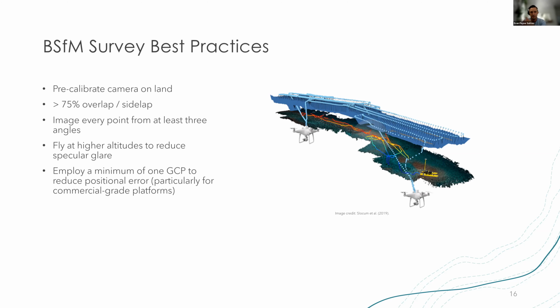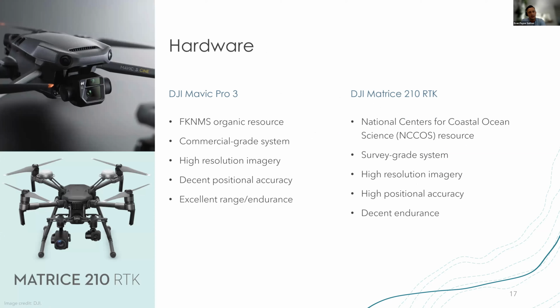Getting more into the specifics of this proposal in terms of hardware, I'm actually eyeballing two different systems because these are organic or at least in reach for the sanctuary. The first is the DJI Mavic 3 Pro. This is organic to the sanctuary itself. It's a commercial grade system. It's got a great camera, decent positional accuracy, and it's got excellent range and endurance. This is actually operated by a volunteer in the sanctuary. And if that falls through, I can also get one myself for a reasonable price.